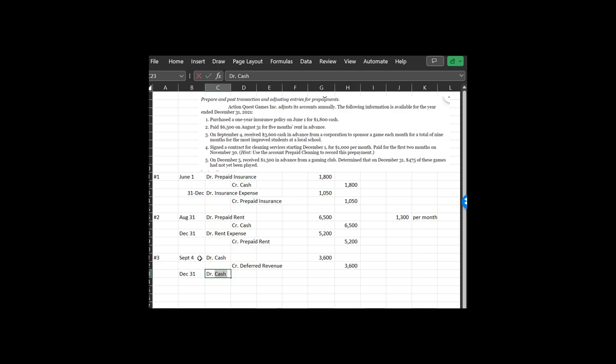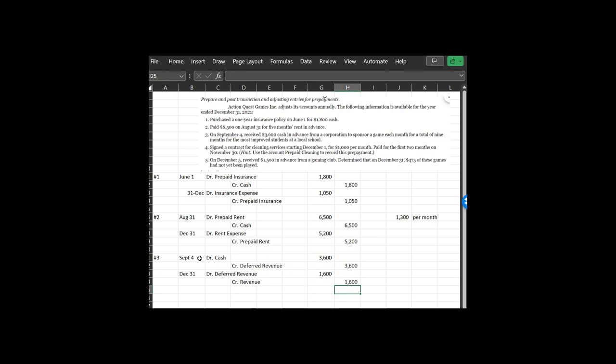So we're gonna debit to reverse that deferred revenue. And then we can book our revenue because we've earned it. And how much have we earned? Well, 4 out of the 9 months times the 3,600. So we can recognize $1,600 worth of that revenue.